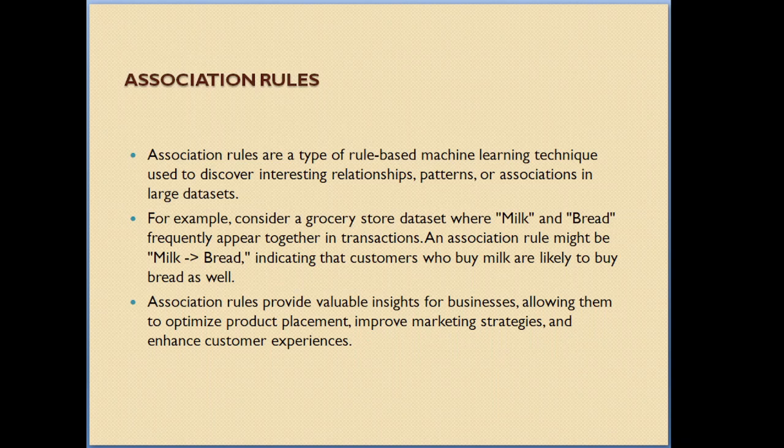So we are finding a relationship between both of them. We are connecting points, that if we are going for this, then this will happen because of it. For example, consider a grocery store data set where milk and bread frequently appear together in a transaction. So we know that frequently it will appear in a transaction. An association rule might be milk to bread, indicating that customers who buy milk are likely to buy bread as well.